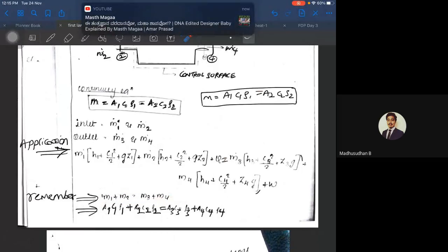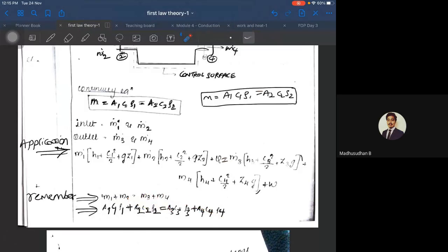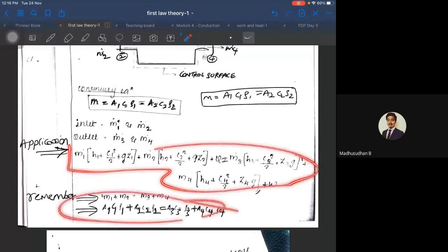I told you m1 is A1 C1 ρ1. So similarly, if you apply for m2, m3 and m4, what you'll get? A1 C1 ρ1 plus A2 C2 ρ2 is equal to A3 C3 ρ3 plus A4 C4 ρ4 and so on. So how many inlets and outlets you have? If you have an inlet, just add it to the LHS. If you have an outlet, just add it to the RHS. There you're done. So this is the application of SFEE and the continuity equation.